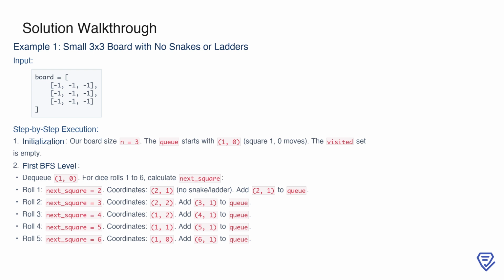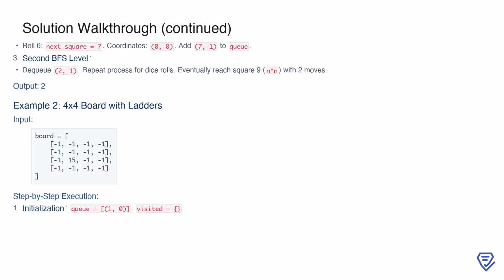In the first level of BFS, we dequeue the starting square, (1, 0). For each dice roll from 1 to 6, we calculate the next square and its coordinates. For example, rolling a 1 leads to square 2 with coordinates (2, 1), so we add (2, 1) to the queue. Similarly, rolling a 2, 3, 4, 5, or 6 leads to squares 3, 4, 5, 6, and 7 respectively, which are added to the queue along with their corresponding coordinates. Since there are no snakes or ladders, all moves proceed normally to their calculated squares. Next, rolling a 6 leads us to square 7, which corresponds to the coordinates (0, 0). This completes the first BFS level.